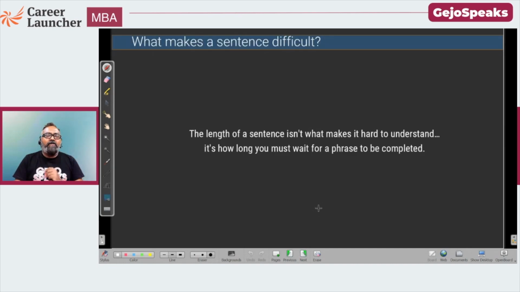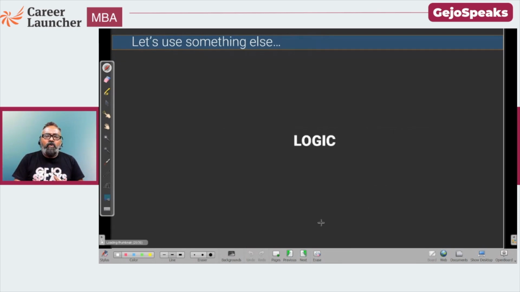See, what makes a sentence difficult is not necessarily how long the sentence is, but how long you must wait for a phrase to be completed. You're reading something, you're going, when will this get over? The phrases are collections of words which have some sense of meaning, right? So you've got one block here, one block here, one block here. Too many ideas are presented in the sentence. When will this one block finish, and when will the next one start? When will the third one start? Therefore, ladies and gentlemen, what we'll do is simply use logic, right? Common sense and logic. And this, of course, has a foundation in grammar, but let's just use logic here to try and make sense of these sentences and read these sentences, right?